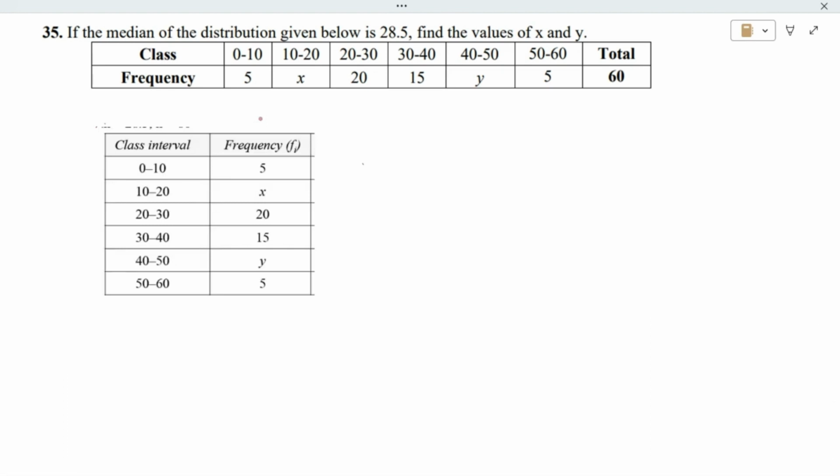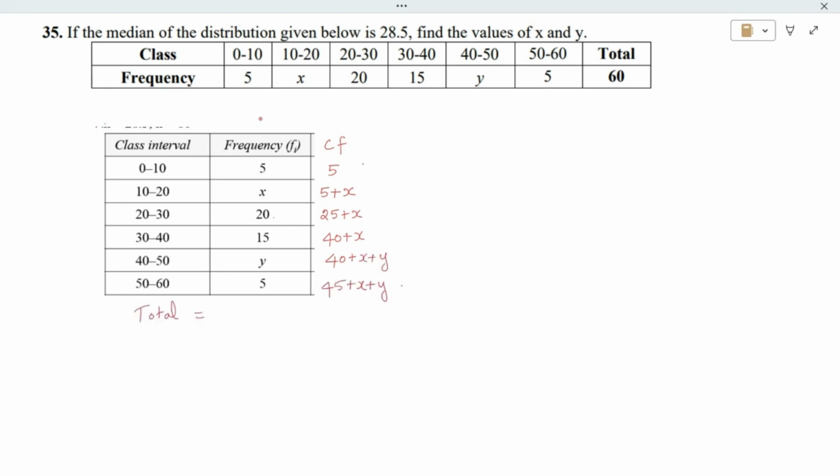So in order to find the missing frequency, I need to find the cumulative frequency. So cumulative frequency, the first you write as it is. Now add the next value. So 5 and x added to get 5 plus x. Next will be 20 plus 5 plus x, which is 25 plus x, and add the next value. It is going to be 40 plus x, and next add y to it, so 40 plus x plus y, and the next value will be 45 plus x plus y.